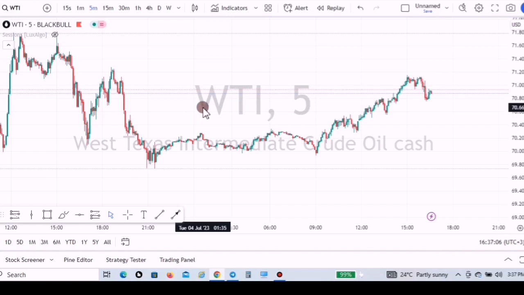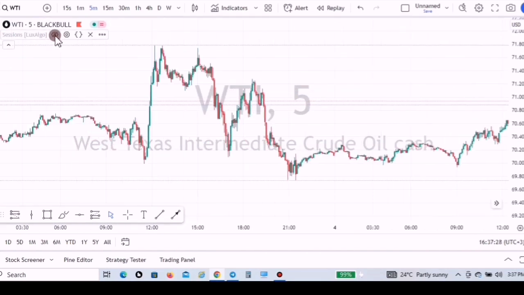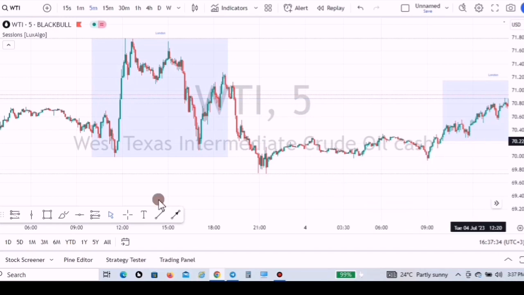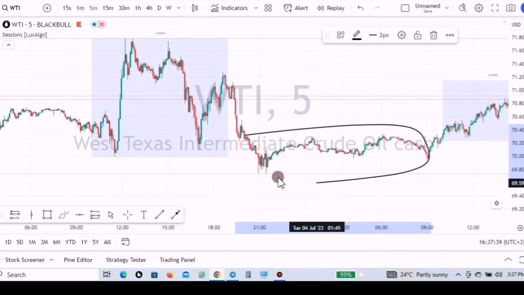Today I want us to look at West Texas Intermediate crude oil, WTI, on the 5 minutes time frame. First thing, you will need to trade it during the London session. Let's open our London session there, because in between the London sessions this thing is not doing anything, it is just sleeping. By no chance should you look for a trade between the blue boxes.